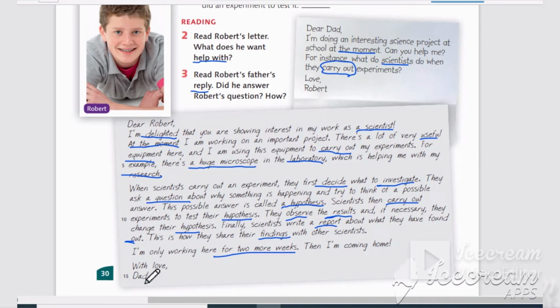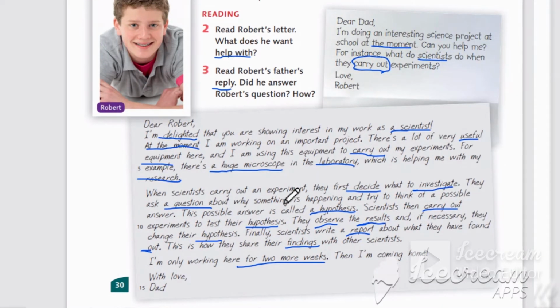This is a very simple letter. So these are two letters: a question and an answer. The first one is about a question: what do scientists do when they carry out experiments? And his dad answered him about the stages, مراحل, of carrying out an experiment. First they investigate by asking a question. Then they have a possible answer called hypothesis. Then they carry out what? Experiments, to test their hypothesis. They observe results, they write reports, and they share findings with other scientists.